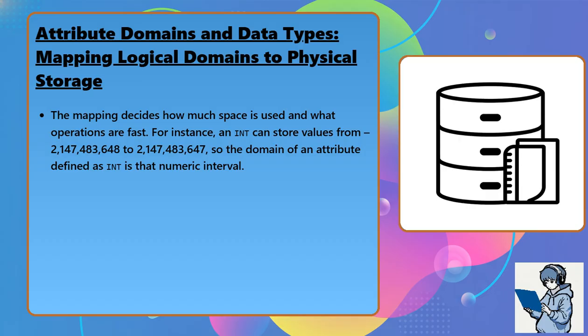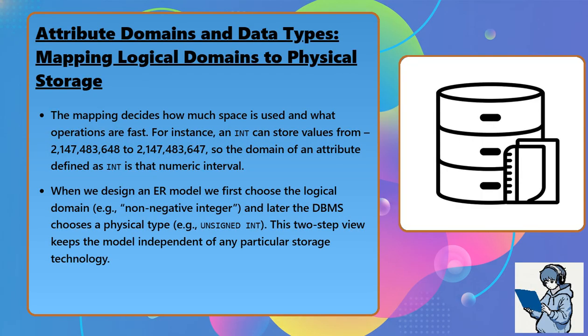For instance, an int can store values from -2,147,483,648 to 2,147,483,647. So the domain of an attribute defined as int is that numeric interval. When we design an ER model, we first choose the logical domain, for example, non-negative integer, and later the DBMS chooses a physical type, for example, unsigned int. This two-step view keeps the model independent of any particular storage technology.